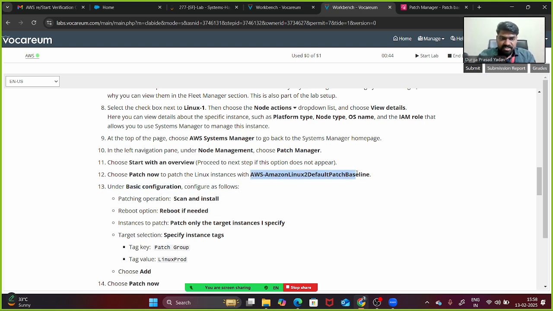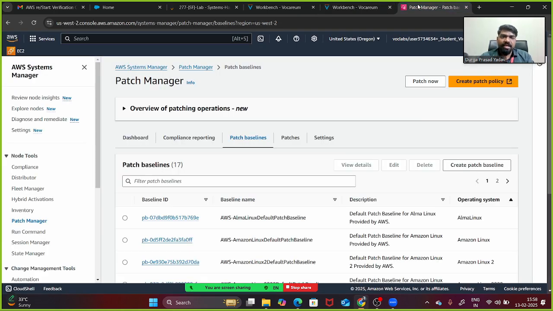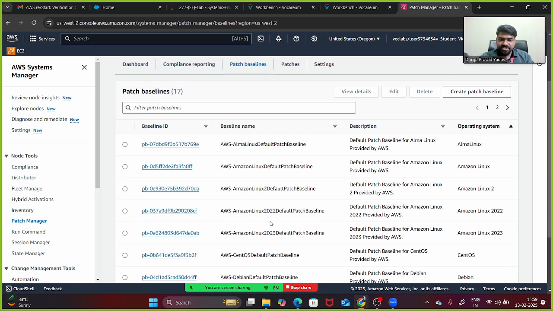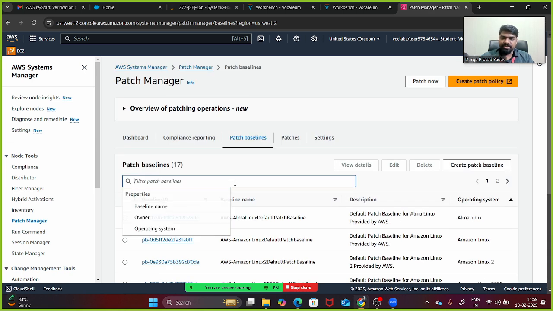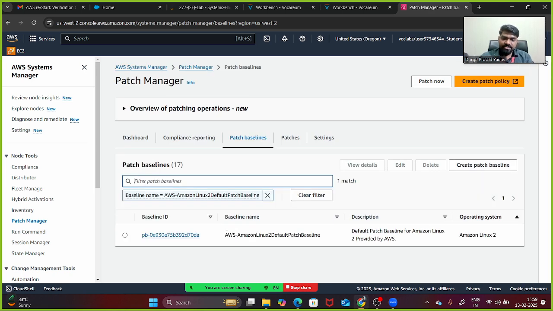So let's copy this patch baseline once. This is the name which I'm using, guys. Let's say I have copied the name. Either I can search here, or else you can see this is coming up here. You can select this and click on patch now. You can paste here and click on patch now.